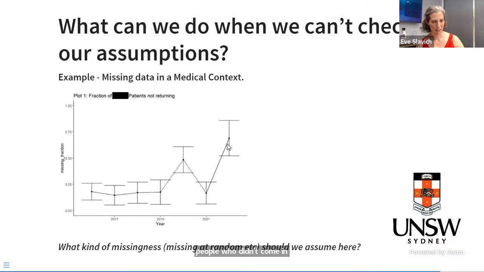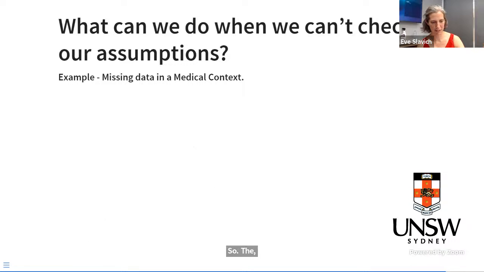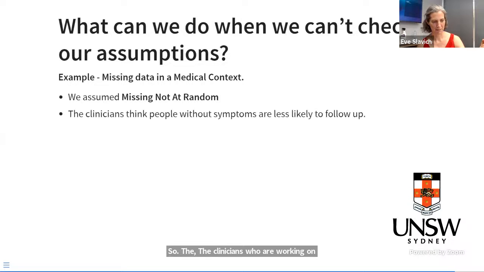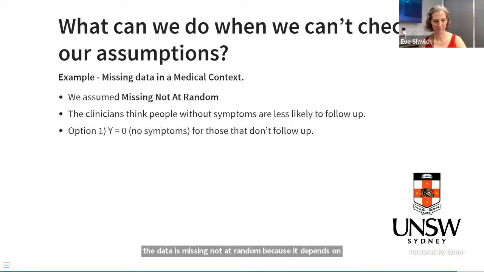So the clinicians who are working on this study think that people without symptoms are less likely to follow up. Now, a lot of people without symptoms are coming to the follow-up appointments, but they think that the people who aren't coming to the follow-up appointments probably don't have symptoms. If they had symptoms, they would come. So we think that the data is missing not at random, because it depends on their value of Y, whether they have symptoms or not.